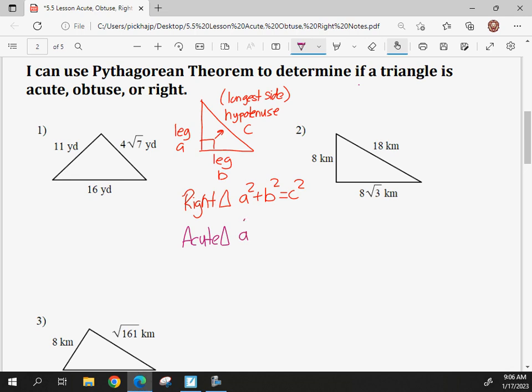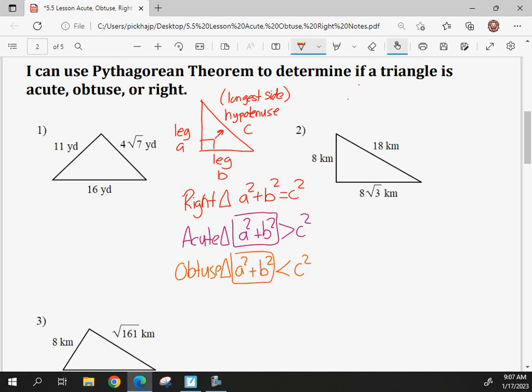If we do A squared plus B squared, and that part of my relationship is bigger than C squared, then it's an acute triangle. If I use this relationship and A squared plus B squared is smaller than C squared, then it's an obtuse triangle.